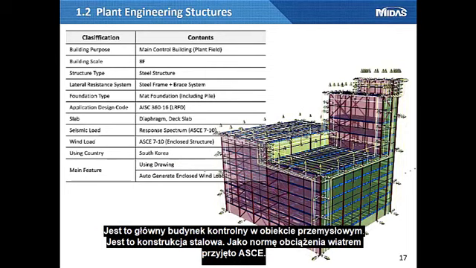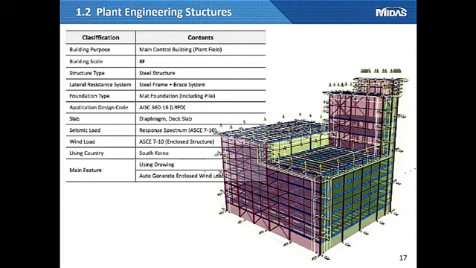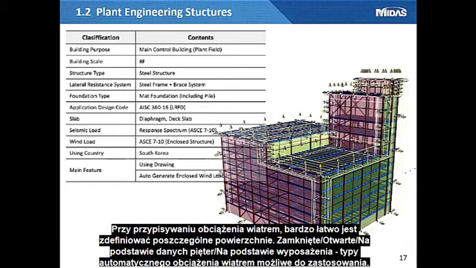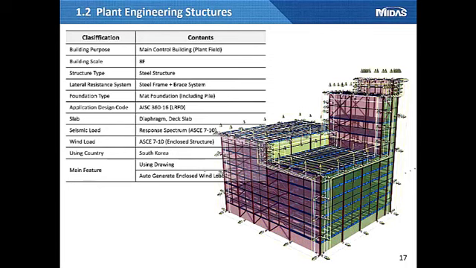This is the main control building for the plant field. As a steel structure, the ASCE code is applied to the wind load. When assigning the wind load, it is very easy to define each area. Enclosed, open, story-based, and equipment-based wind loads can be applied.